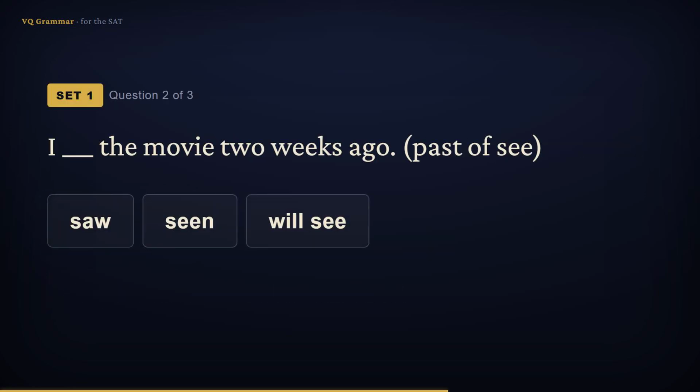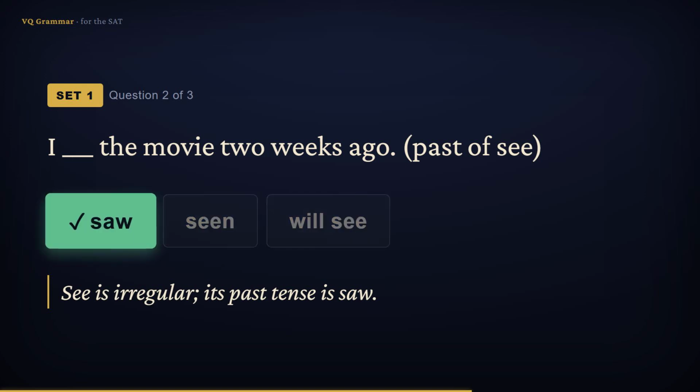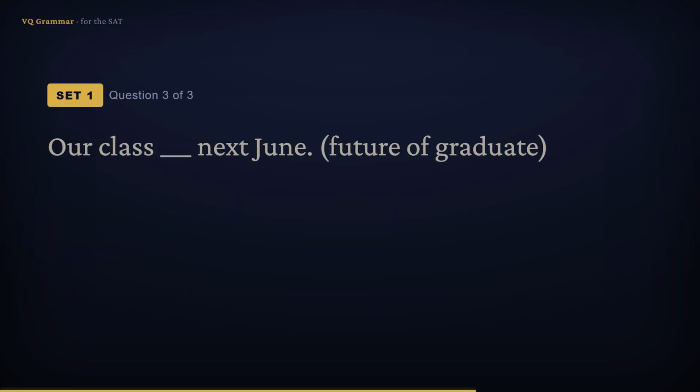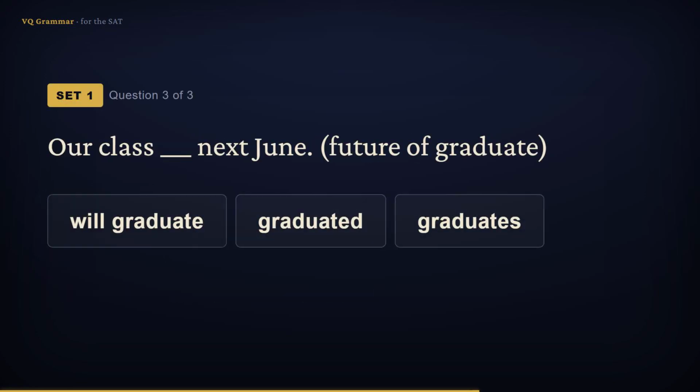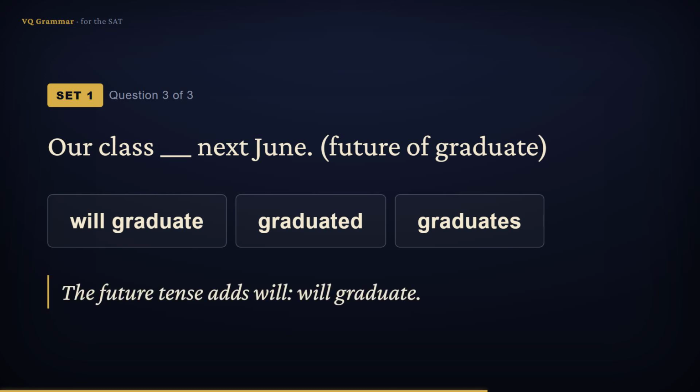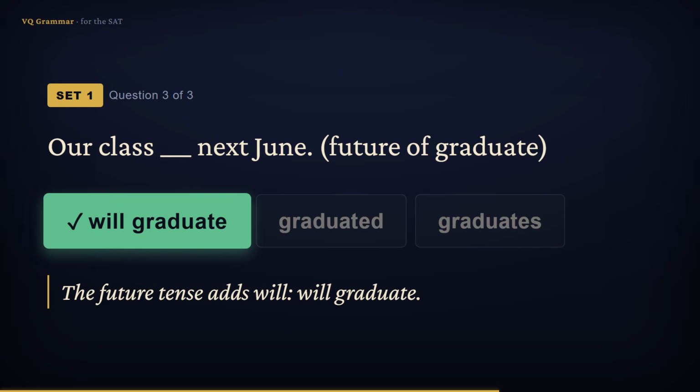I blank the movie two weeks ago. Past tense of see. See is irregular, and its past form is saw, not seen, which needs a helper. So the answer is saw. Our class blank next June. Future tense of graduate. Future means will plus the base verb. Will graduate. So the answer is will graduate.